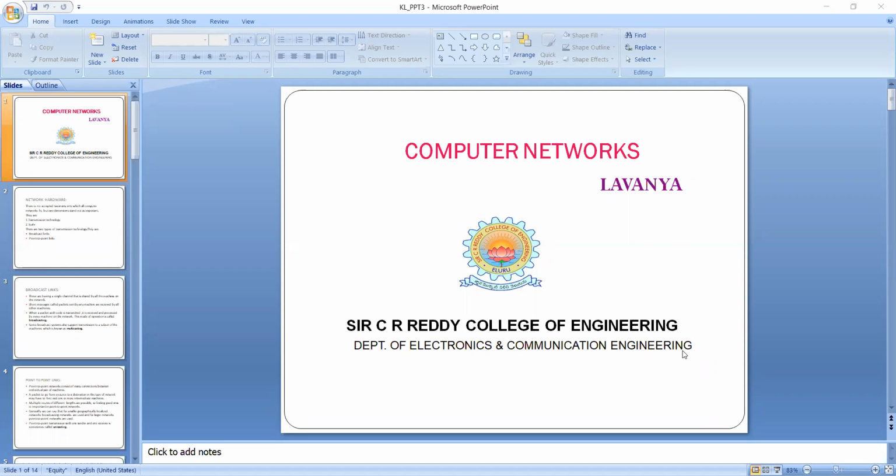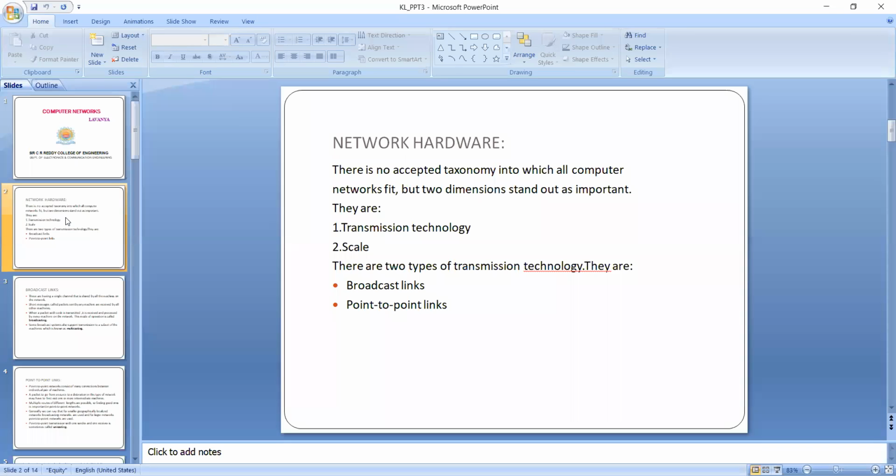Those two are, first one is transmission technology. So there are two dimensions that stand out as important. They are, first one is the transmission technology and the second one is the scale. First, we discuss transmission technology. So what type of technology is to be used for transmission of data in the computer networks?